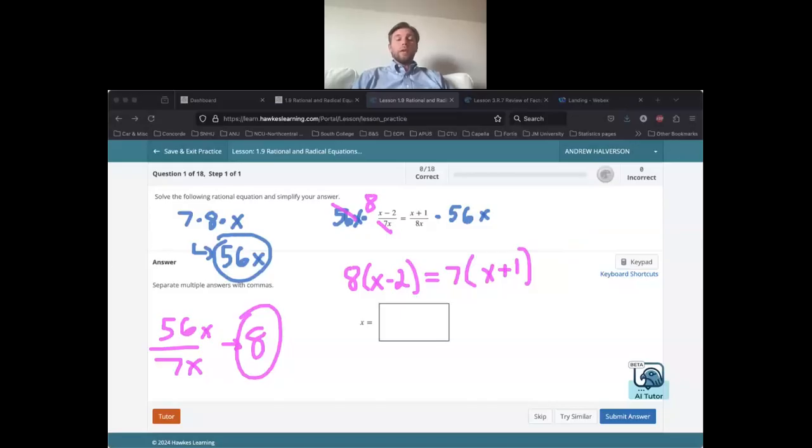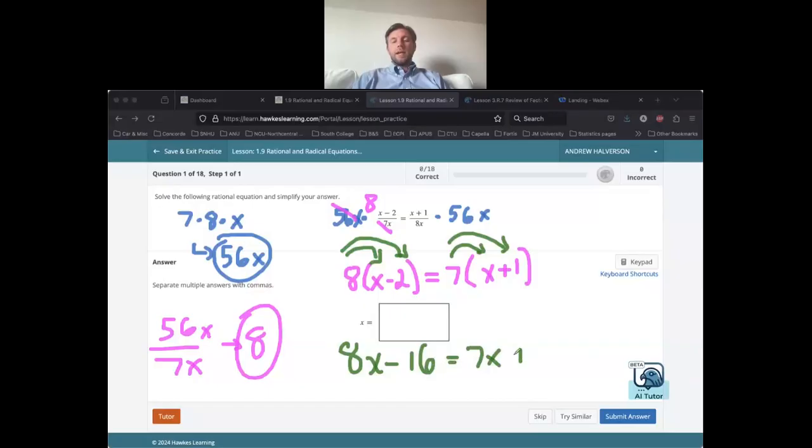So the lesson right here is that when you have fractions, find a common denominator, and that's what you're going to multiply to both sides of the equal sign. So finishing this one out, now you have to get rid of the parentheses. So distribute that 8 in, distribute that 7 in. That gives us 8x minus 16 equals 7x plus 7.